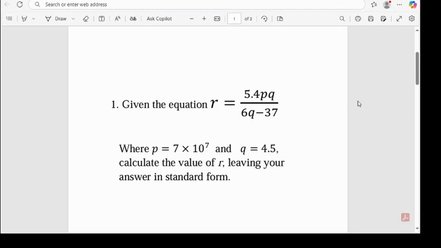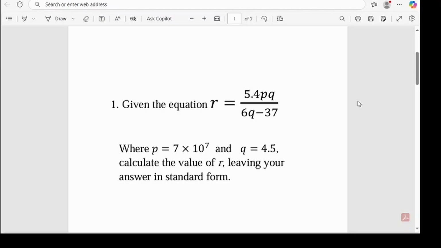In today's series, we would be discussing a question on substitution into formula in mathematics. So let's quickly delve into it.